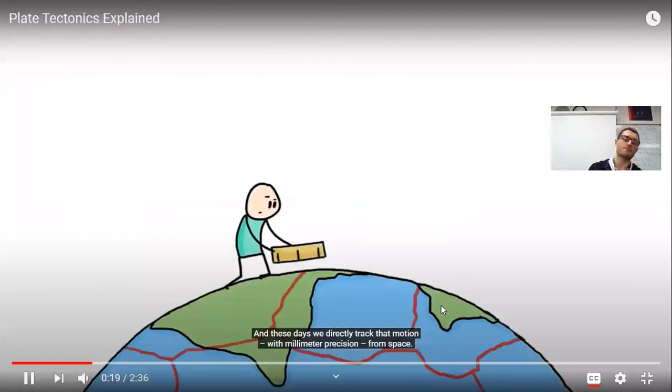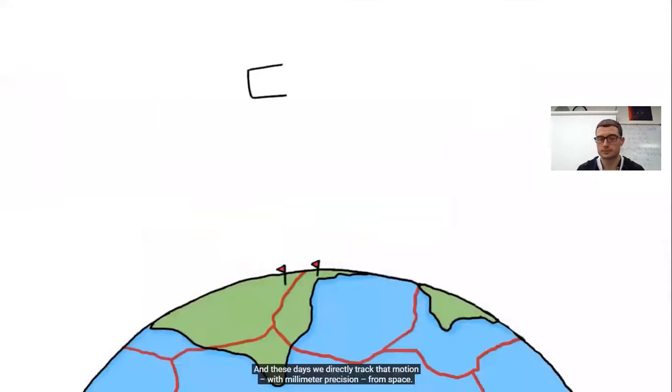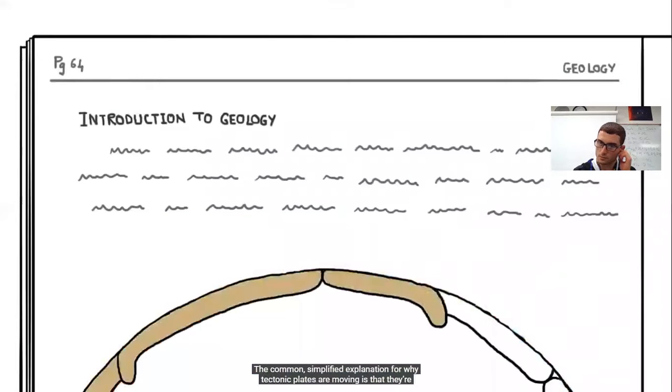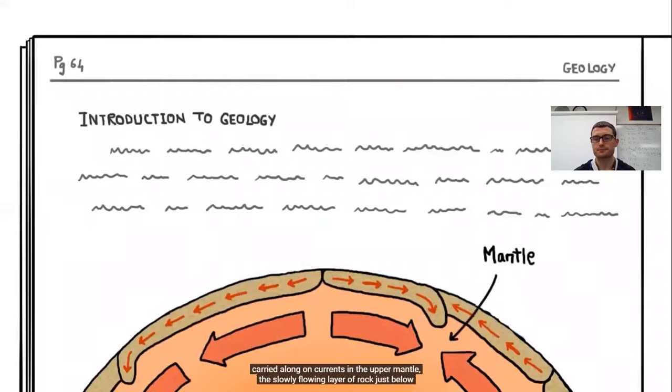And these days we directly track that motion, with millimeter precision, from space. The common simplified explanation for why tectonic plates are moving is that they're carried along on currents in the upper mantle, the slowly flowing layer of rock just below Earth's.